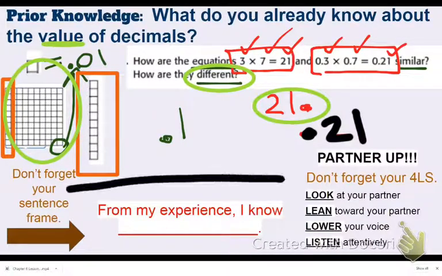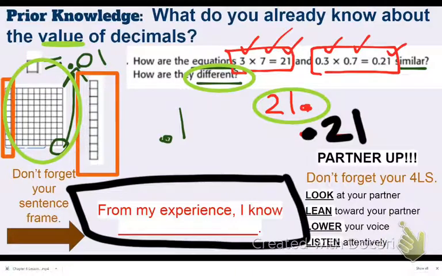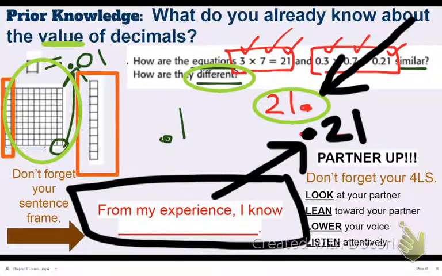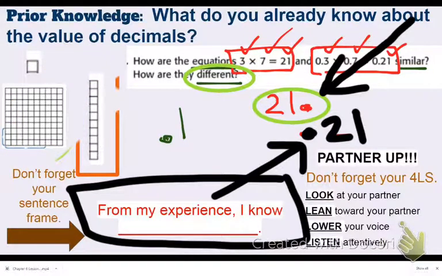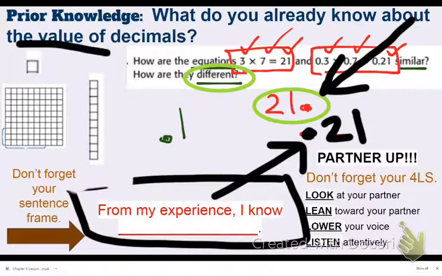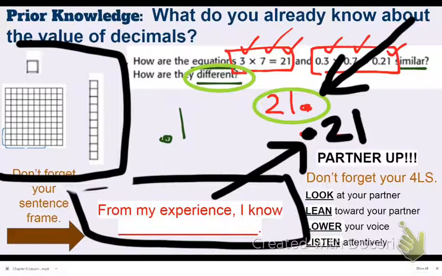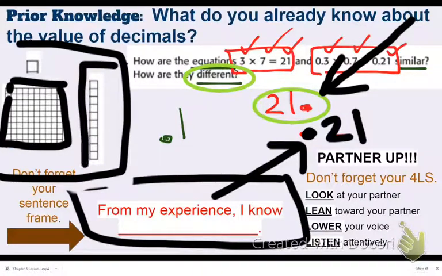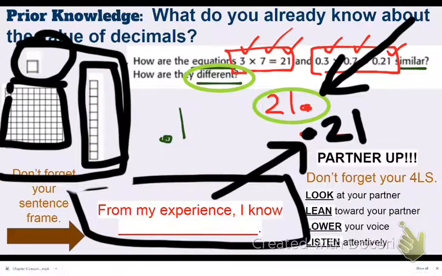So from my experience, I know that the decimal is really important when we're talking about value, how much a number is worth. I also know that the model or a diagram can help me understand if it's bigger than 1, if it's a whole, if it's less than 1, maybe a tenth, a dime, or even a penny, 1 out of 100. And that's going to help us today.